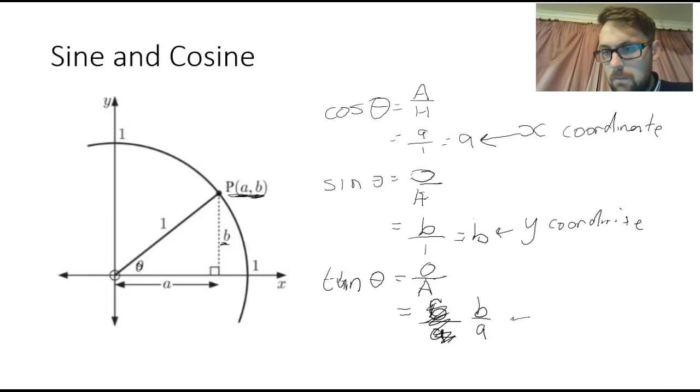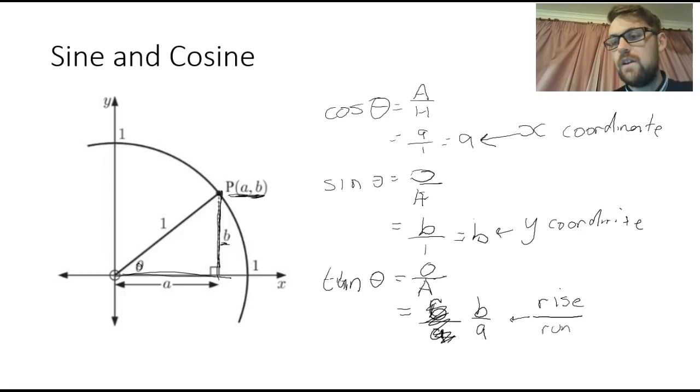Okay, and we have a look at B divided by A. That also has an important concept. Now, what that concept is: B is our Y coordinate, which we could also call our rise. And our A is our X, we could call that our run. Now, rise over run, that's the informal term for the slope or the gradient.